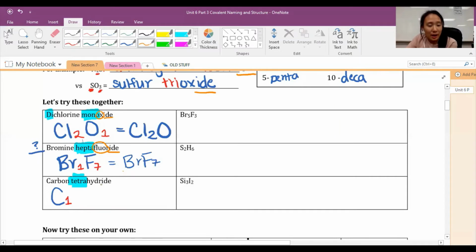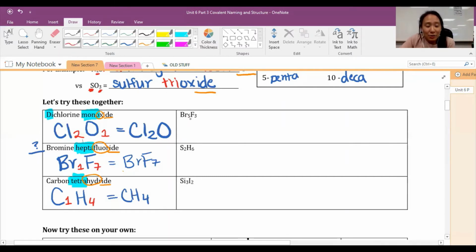Here it ended in "ide." This is the prefix for hydrogen. Tetra, like the game Tetris, is a number 4. So it looks like this. If you wanted to write it without the ones, it would just be CH4, okay?